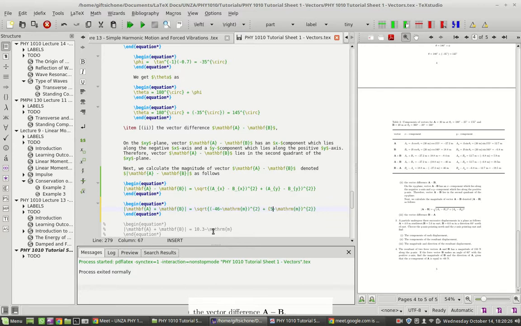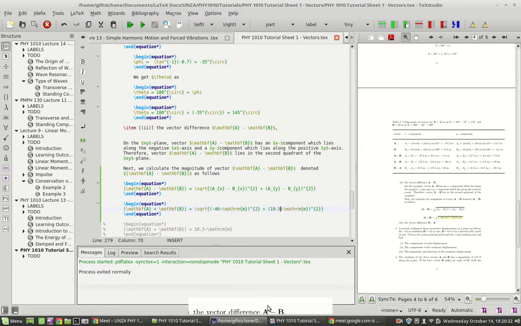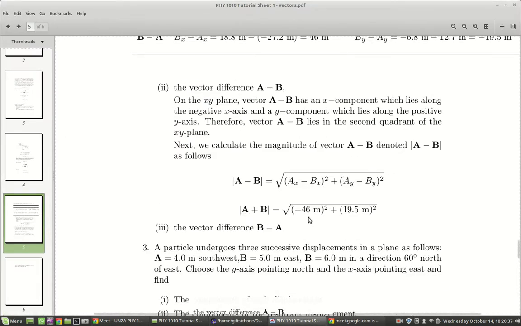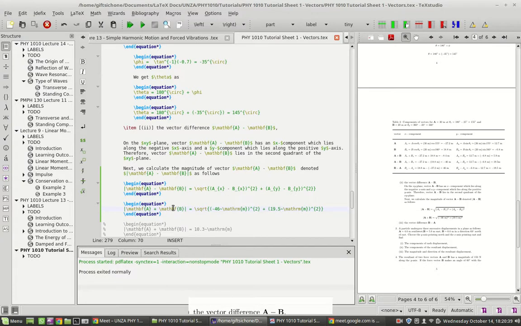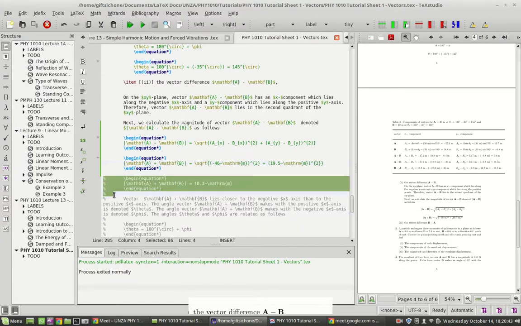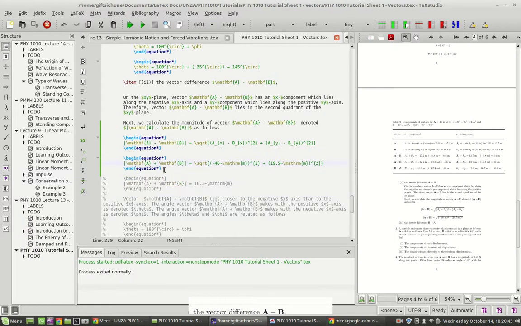Y component is 19.5. There. How much do we get? Sorry, A minus B. How much do we get?